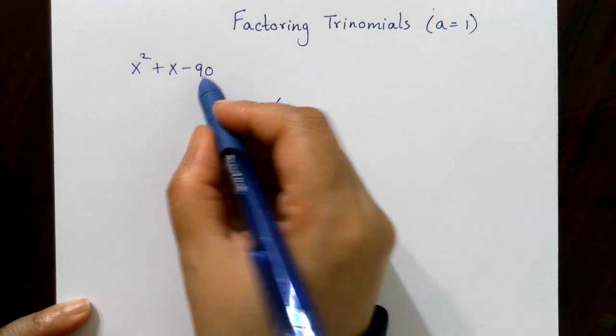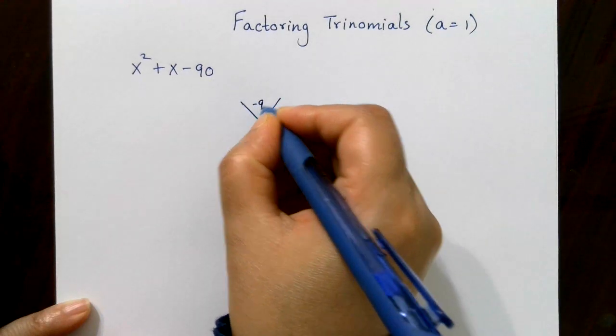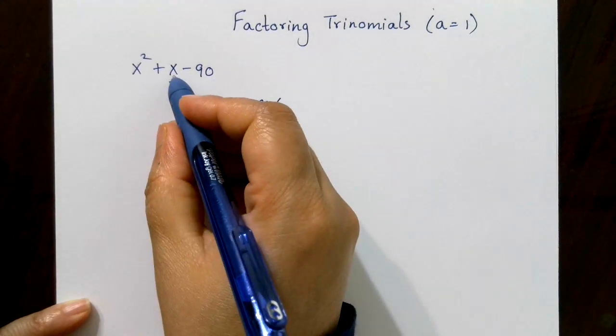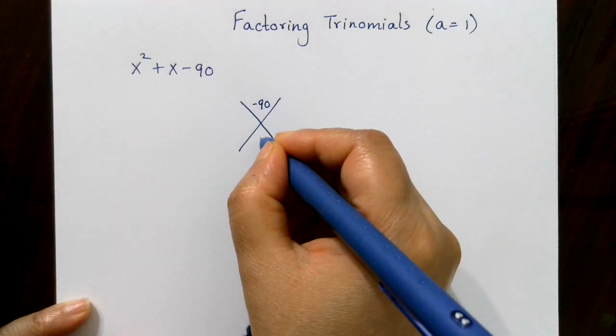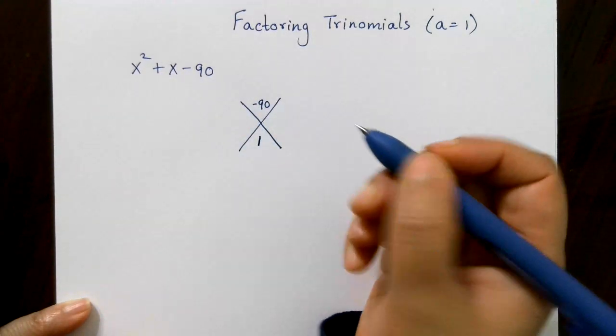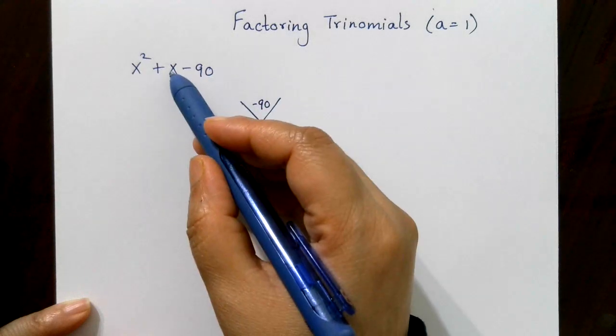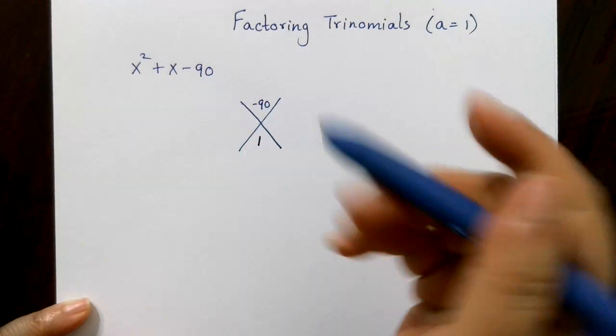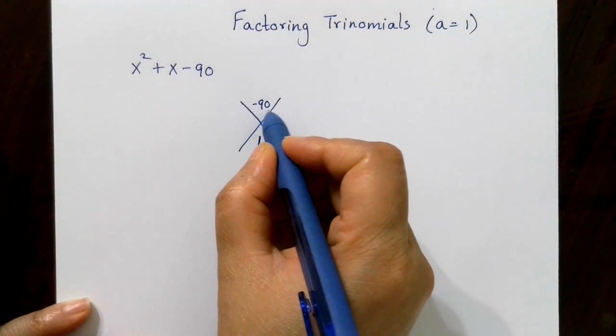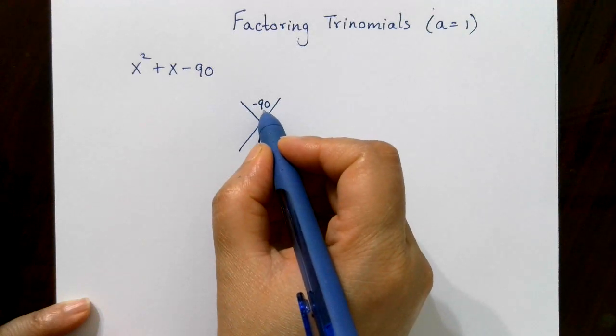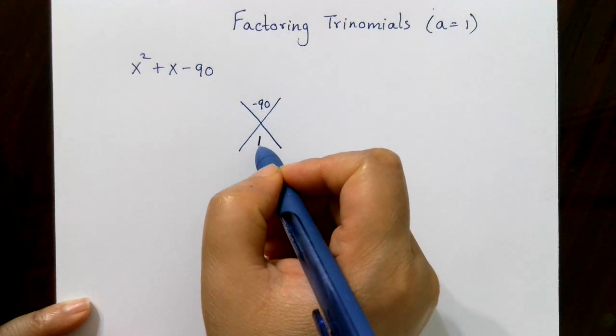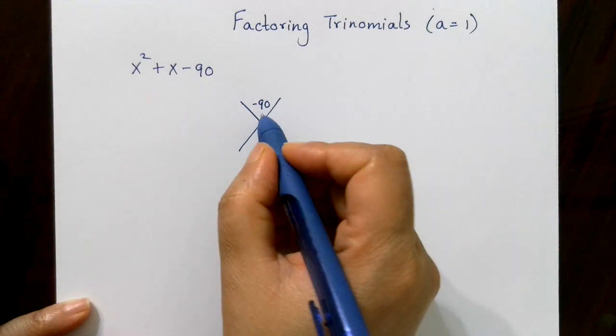Write down the constant, which is negative 90 in this case, at the top. The coefficient of x, which is 1, at the bottom. You always take the constant at the top and the coefficient of x at the bottom. Now we have to find the factors of the number at the top which add to give you the number at the bottom.